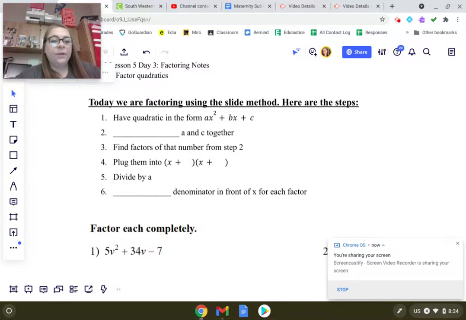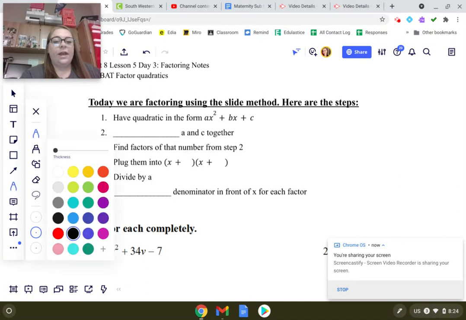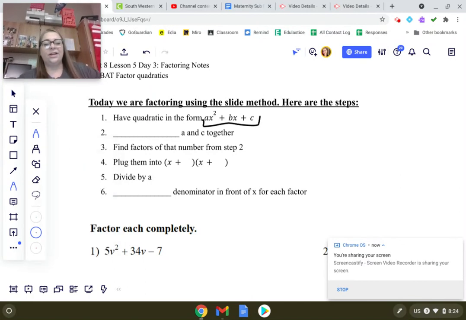Today's day 3. So this time we are going to factor when there's a number in front of x squared. And we're going to use this doing the slide method. So like I said, we'll have a quadratic in the form of ax squared plus bx plus c.